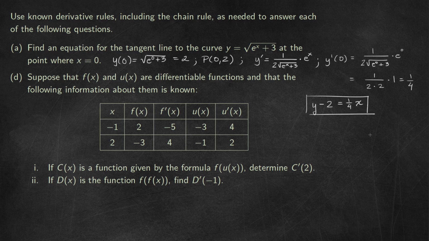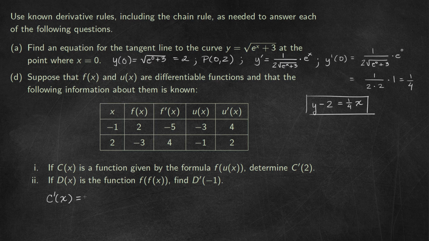Suppose that f of x and u of x are differentiable functions and that the following information about them is known. So we have a table showing values of f, f prime, u, and u prime when x is -1 and when x is 2. If c of x is given by f of u of x, determine c prime of 2. So first we find c prime of x.